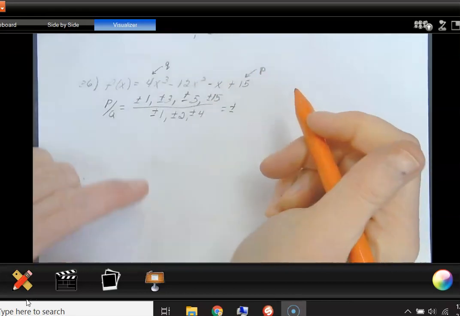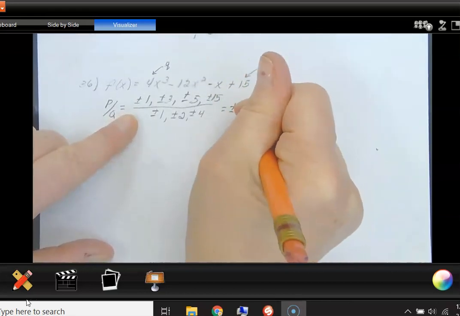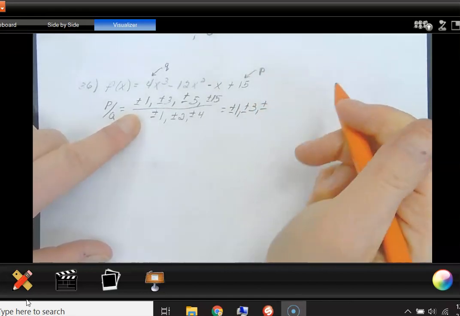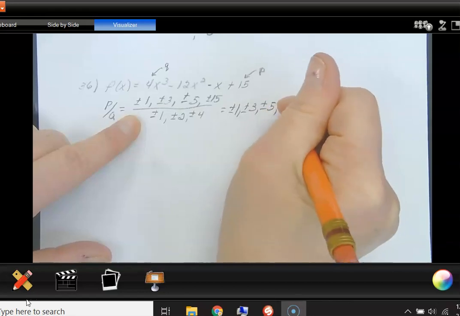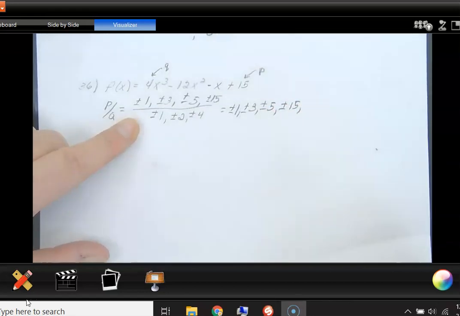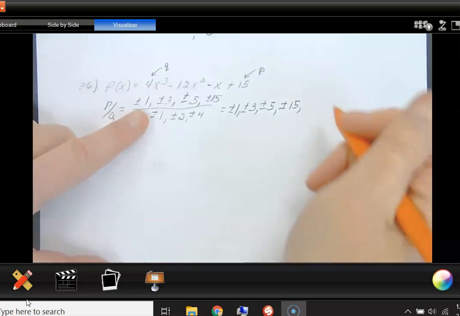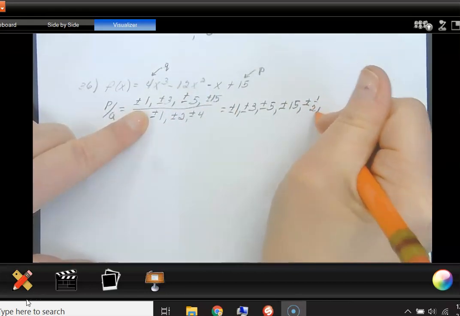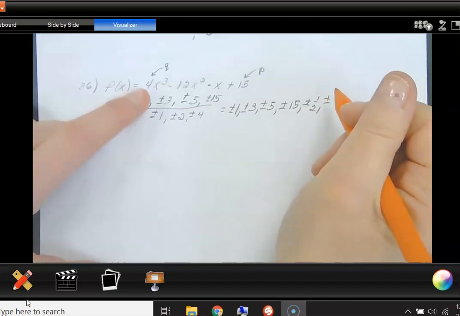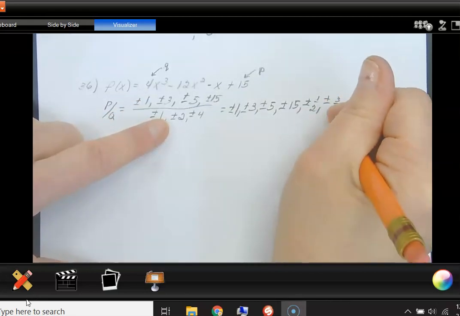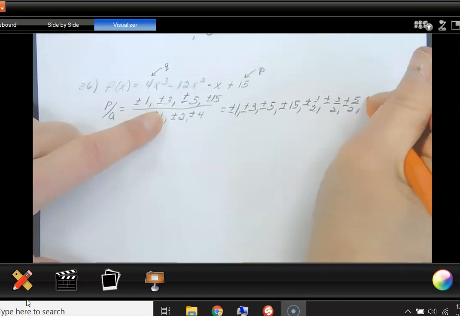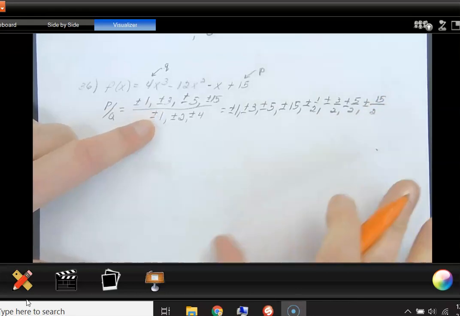So first we're going to put everything over 1. That's plus or minus 1, 3. These are all plus or minus. I'm just not saying plus or minus each time. Okay, so there's everything over 1. Everything over 2. 1 over 2 is a half. 3 over 2. 5 over 2. And 15 over 2. Oh, goodness.